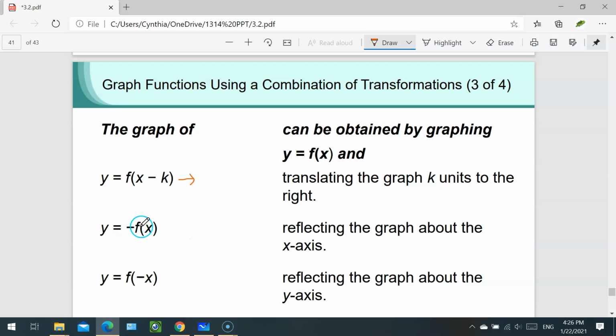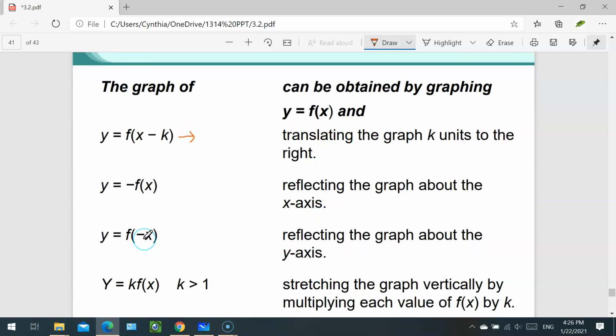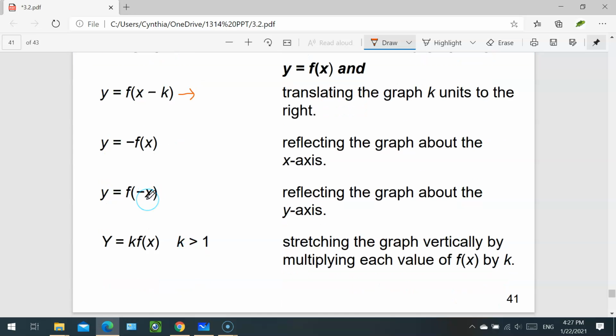Minus k is the graph shifting to the right k units. When the negative sign is outside of the function, you reflect across the x-axis. When the negative sign is inside of the function, it reflects the graph about the y-axis. So this one is upside down, and this one is a mirror image along the y-axis.